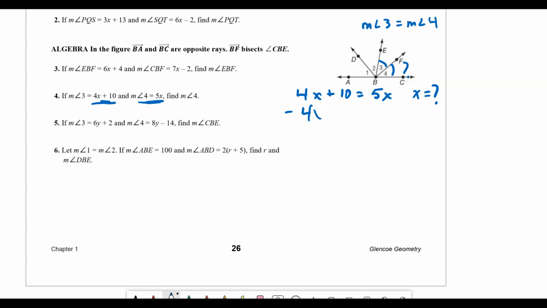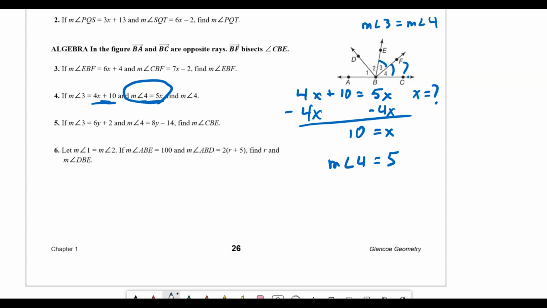So hopefully you just did one step here. Subtract 4x from both sides, and we get 10 equals x right away. And then finally, the last part here is, what's the measure of angle 4? Well, they told us up here. The measure of angle 4 is 5 times x. So we know x is 10. What do we get for the measure of angle 4? Let's answer that in our Edpuzzle.